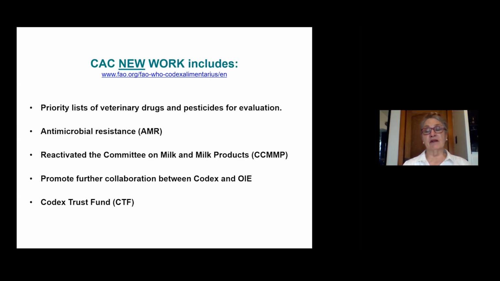So the new work that the Codex Alimentarius committee is going to work on is prioritizing a list of veterinary drugs and pesticides for evaluation. This is an up and coming problem. It's something we've had a lot of concerns about. Different countries allow different drugs and pesticides. What are the levels that they should be accepted at? And should some of those levels even be zero? Also, antimicrobial resistance. This is from using a lot of veterinary drugs. I have been battling with this for over a year, so it's near and dear to my heart.